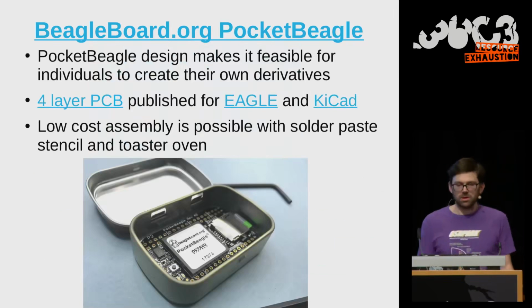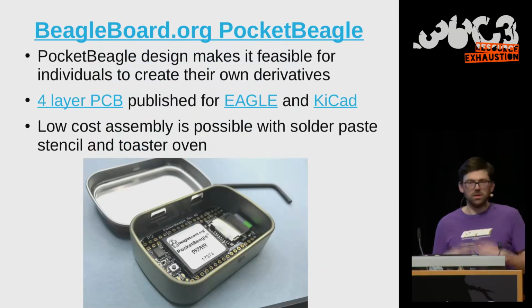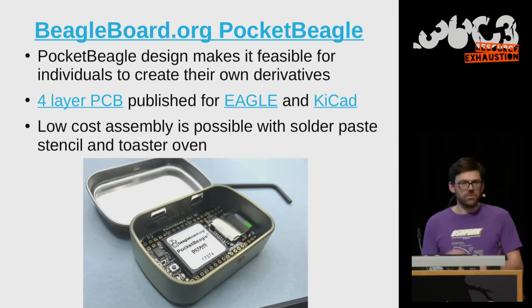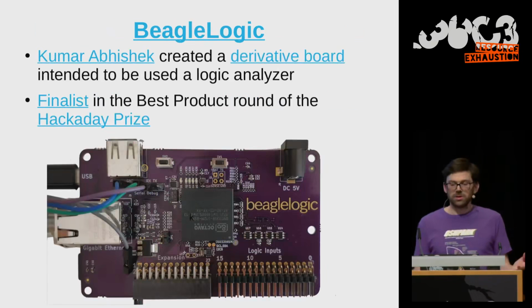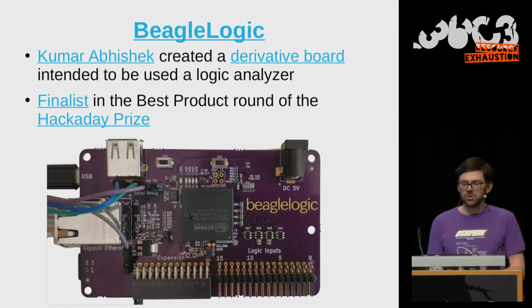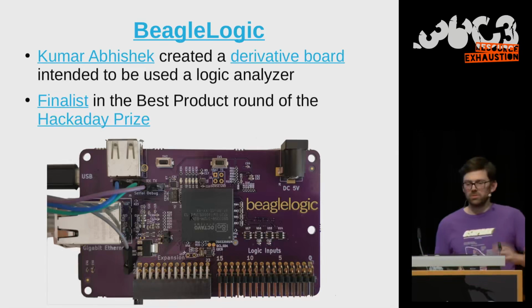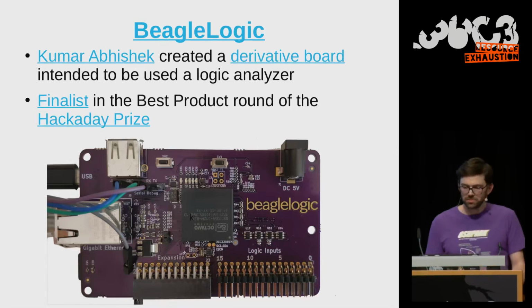So this is just a 4-layer circuit board, and it's available in Eagle and also in KiCad. And if you have some experience, like if you go over to the hardware hacking area, you can learn to do surface mount assembly, and with a little bit of experience, you could order the board, order the parts, and build your own. Or as Kumar did, he wanted to make a logic analyzer board, so he took the design of the Pocket Beagle and he added on the features he needed, like the inputs for the probes, and he also added in gigabit networking. So this is kind of cool to see people take the design of the Pocket Beagle and then modify it for their project, for their use case.